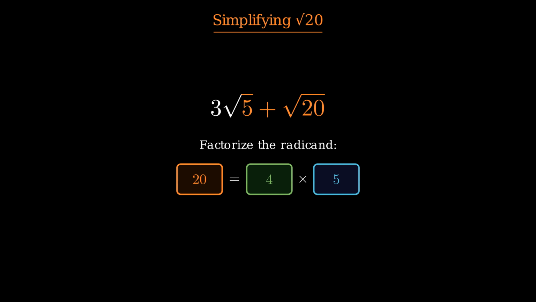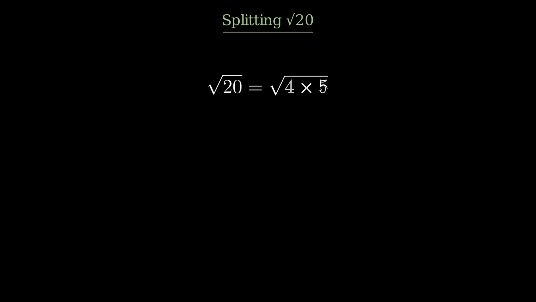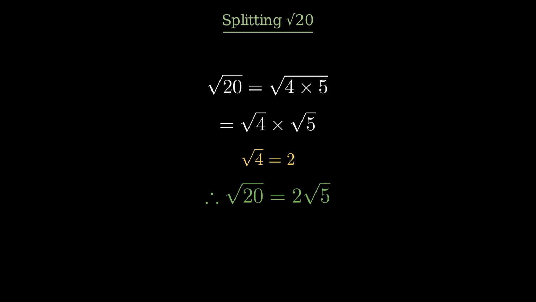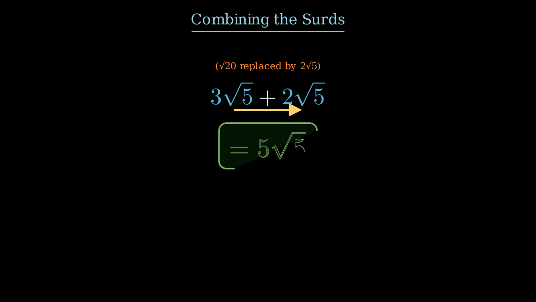But what if we have surds with different radicands like 3 root 5 plus root 20? First, we need to simplify root 20. Root 20 equals root 4 times root 5. Root 4 is 2, so root 20 equals 2 root 5. Now we can combine 3 root 5 plus 2 root 5 equals 5 root 5.